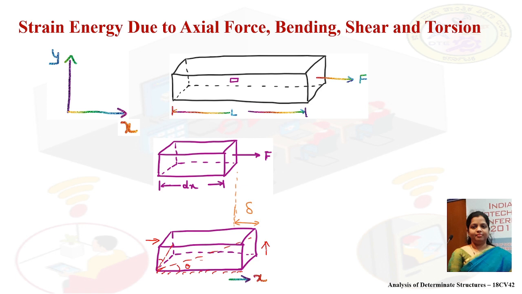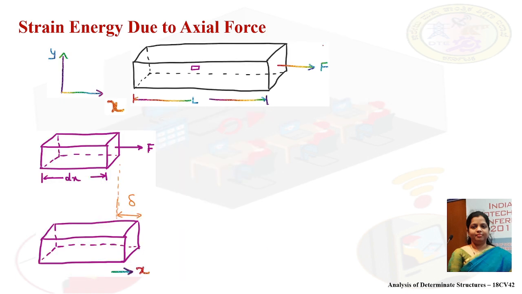Now let us move on to computing the strain energy due to axial force. Consider a beam of length L as shown in this figure, and consider a small element as indicated in this figure. This length is dx. Now I am taking the enlarged figure of this element. It is as shown here. This length is dx. Now let us apply the force F in the horizontal direction as shown in the figure. Similarly, the element also experiences a force F.